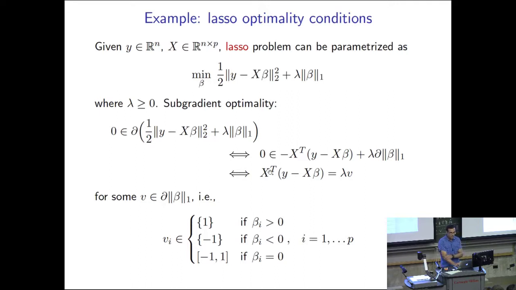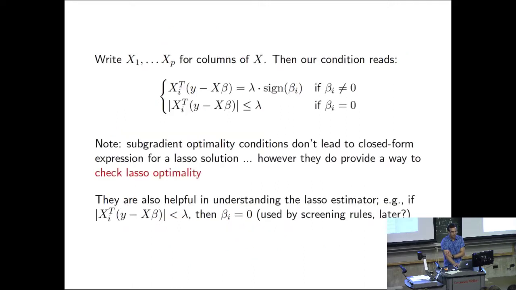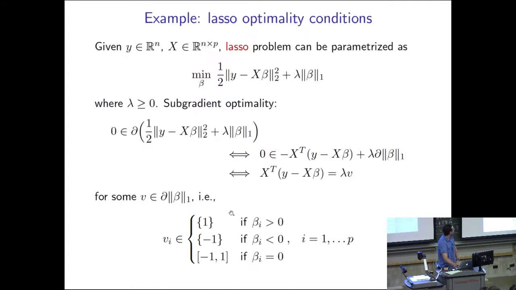Then this rule is that x transpose the residual, y minus x beta, is equal to lambda times v, for some v that satisfies the following: it's 1 when beta I is positive, it's negative 1 when beta I is negative, and it's anything between -1 and 1 when beta I is 0. So if we can just slightly rewrite this, I'm going to let xi denote the columns of x. I'm just going to look at this equation component-wise, so look at it in the ith component.